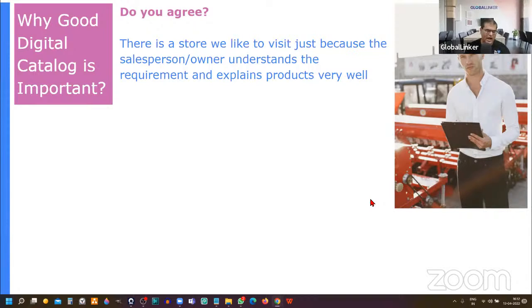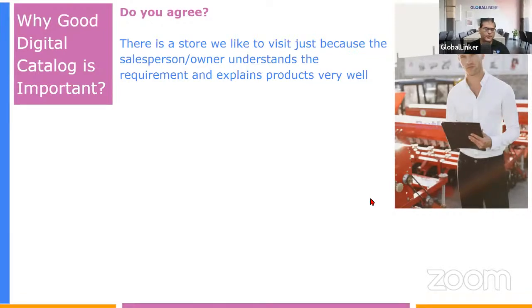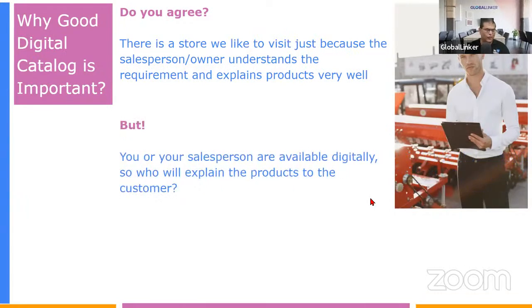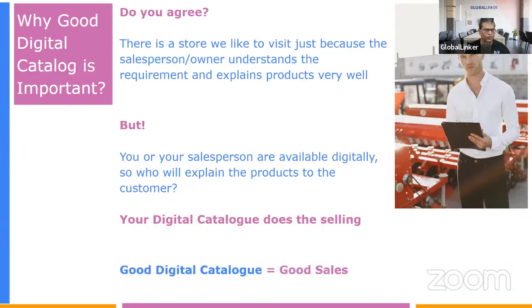Now here, the challenge in the digital ecosystem is that you yourself or your salesperson is not present in front of the customer. It is the product that is doing the selling. So if you don't have a good digital catalog, you'll not have good sales. Or in a positive sense, a good digital catalog is equal to good online sales.